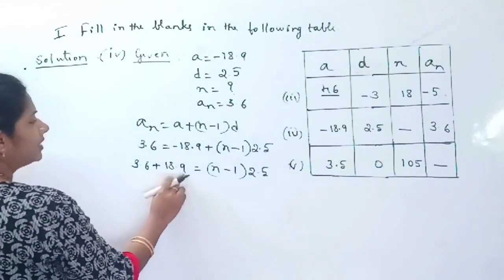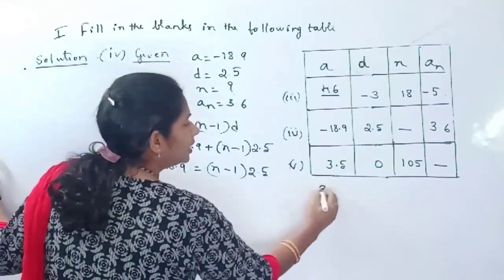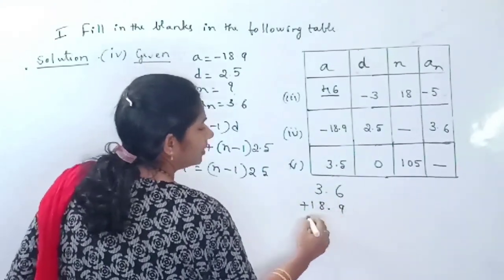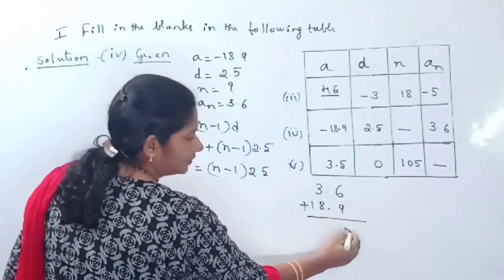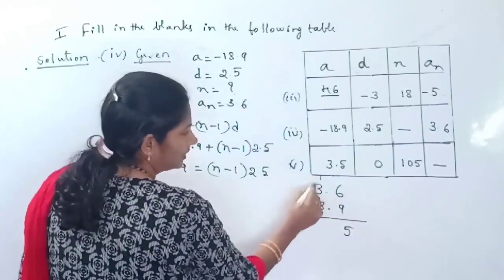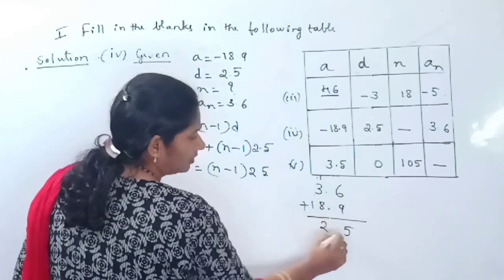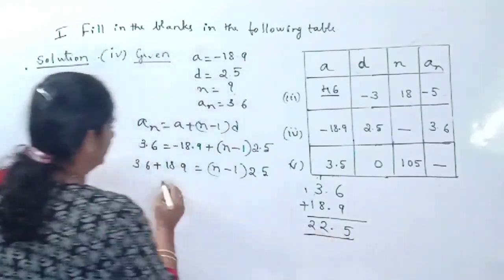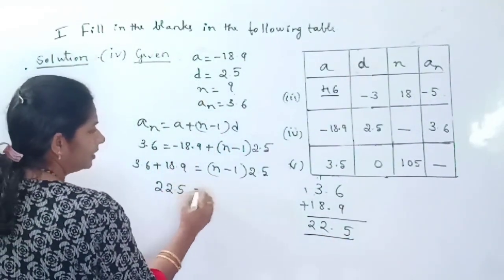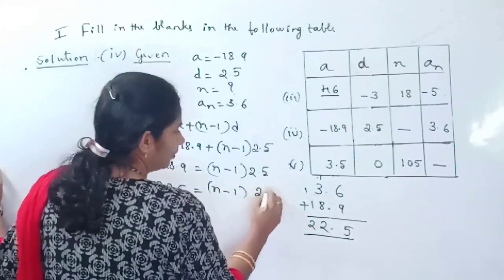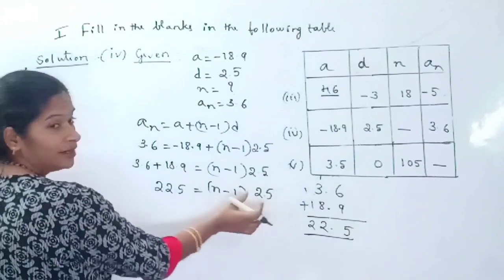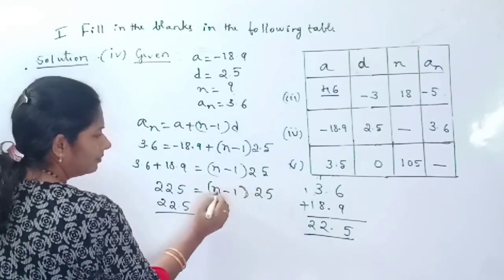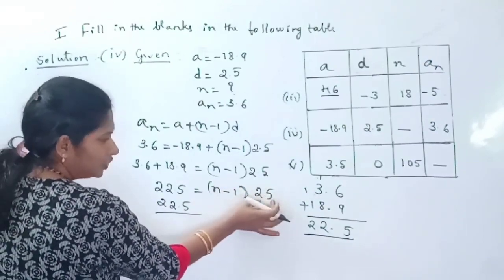So 3.6 plus 18.9 is how much, children? 3.6 plus 18.9, so add it, children. 9 plus 6 is 15, 1 in hand. So 1 plus 3 is 4, 4 plus 8 is 12, 1 in hand, 1 plus 1 is 2. So it is 22.5. Write here 22.5 equals (n minus 1) into 2.5. Got it?